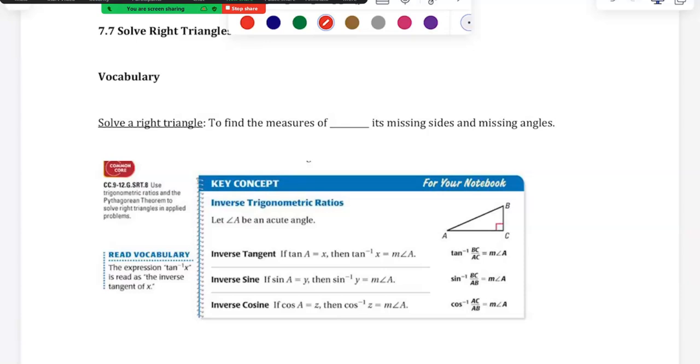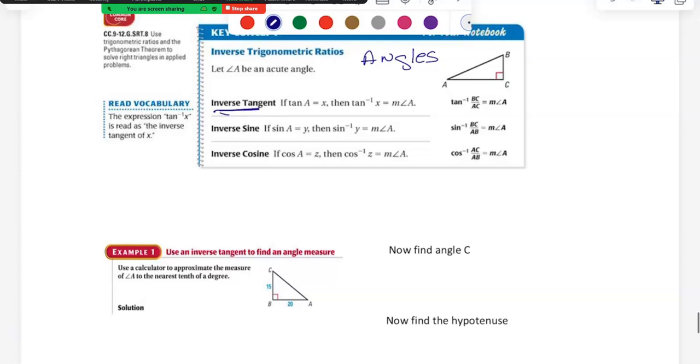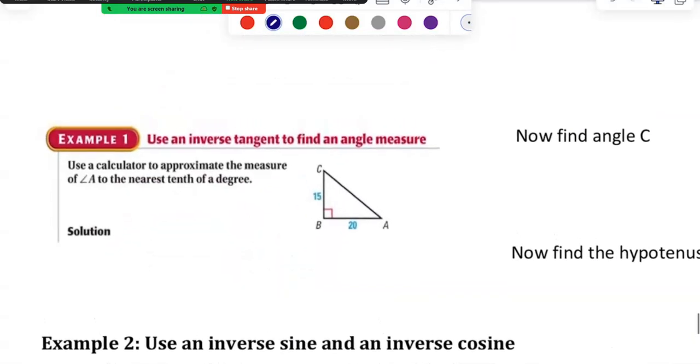To solve a triangle means to find the measure of all of its missing sides and its missing angles. So remember, when you use inverse, you are looking for angles. So this is all about angles. When you use straight sine, cosine, and tan, you are finding missing sides. Okay, so read the vocabulary, and then it says example 1.